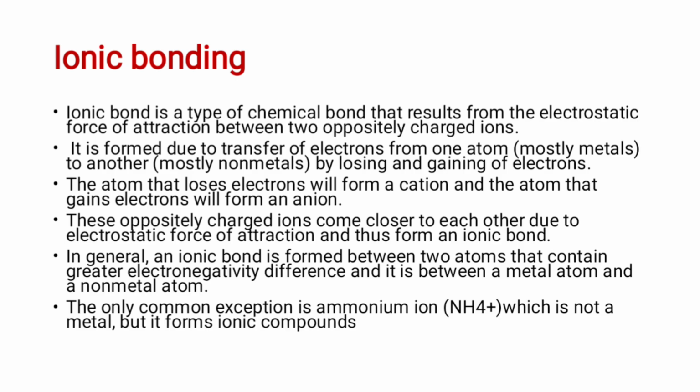During the ionic bonding formation reaction, one element gets a positive charge and another element gets a negative charge. The element with the positive charge is called a cation, and the element with the negative charge is called an anion. So it is formed due to transfer of electrons from one atom to another.